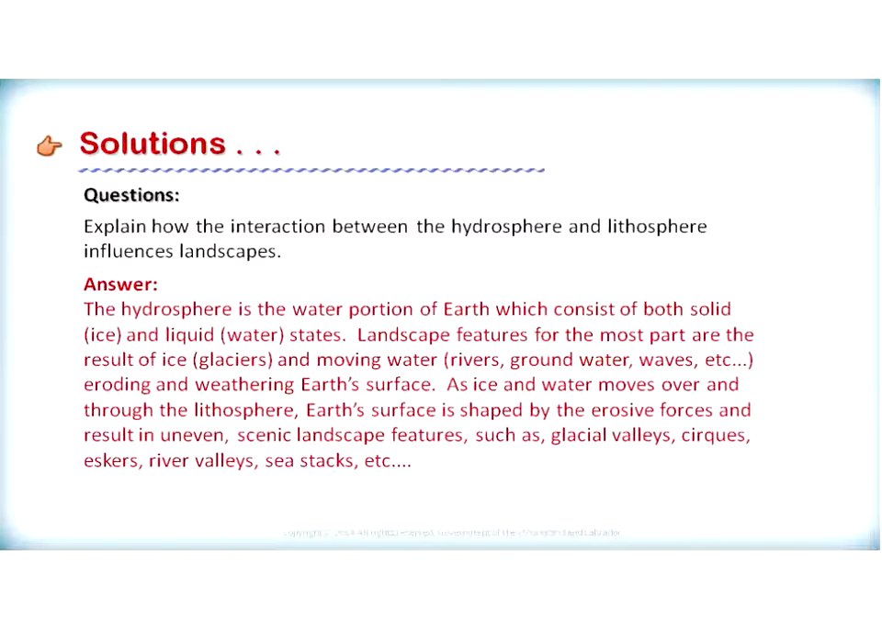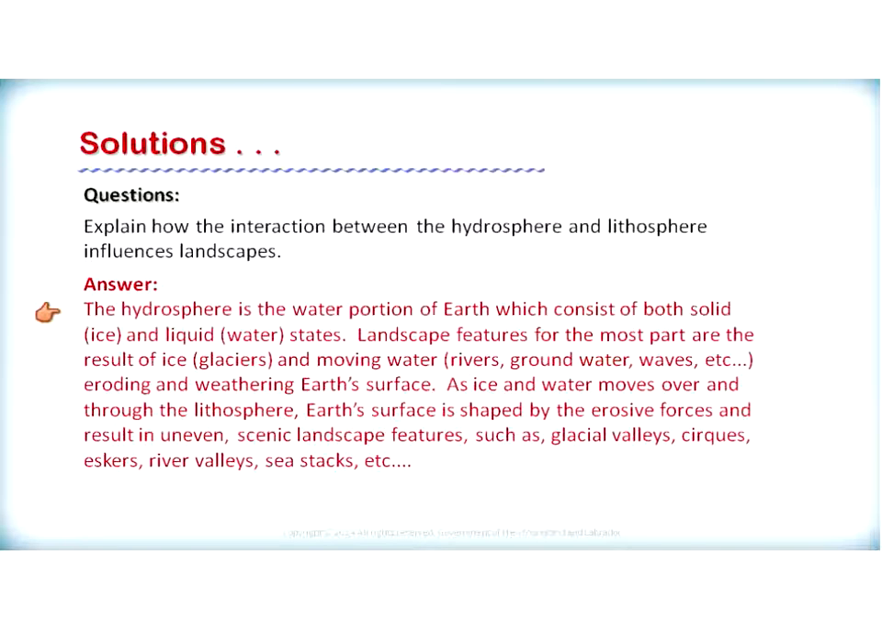The solution to this problem, explain how the interaction between the hydrosphere and the lithosphere influences landscapes, will focus on the properties of the lithosphere and the hydrosphere and how they interact with one another. The hydrosphere is the water portion of Earth, which consists of both solid water, as ice, and liquid water. Landscape features, for the most part, are the result of ice, in the form of glaciers, and moving water in the form of rivers and groundwater, and on the shorelines you can have moving water in the form of waves. All of these agents erode and weather Earth's surface.